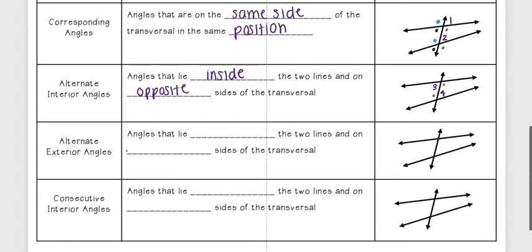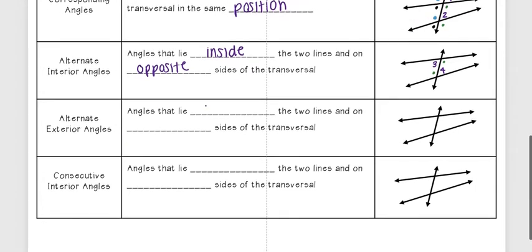Alternate exterior angles, on the other hand, those are angles that lie outside the two lines and on opposite sides of the transversal. So they're really similar to the alternate interior angles, but now you're just doing the same thing on the outside. So if I had, for instance, angle 5 here and angle 6. They're on the outside of the two lines, but on opposite sides of the transversal. So the other example would be there.